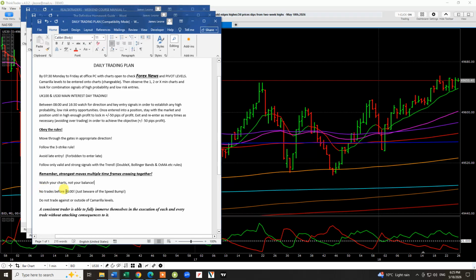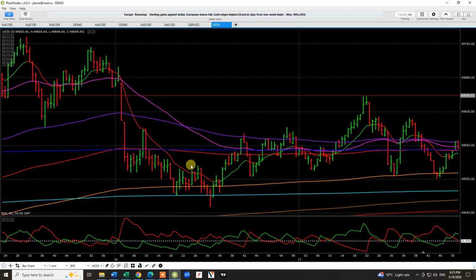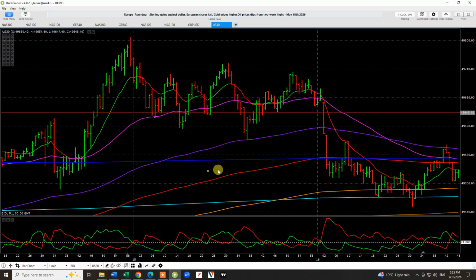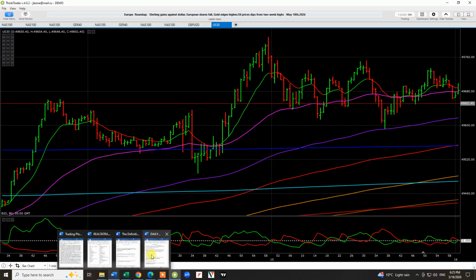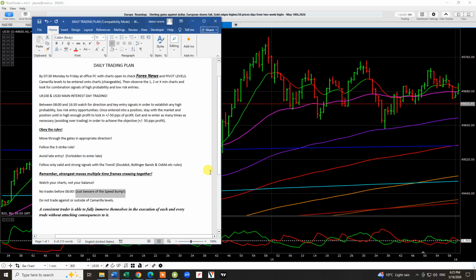No trades before 8, realistically. Just beware of the speed bump. There is a speed bump, and generally it can be at the open. Here is the US Open today, 2:30 p.m. You can see it moving up, up, up. Boom! That's a speed bump and a half, isn't it? This 1 bar, 520 at the bottom, 640 at the top. You've got a 120 pip bar made in 1 minute at the US Open today. So beware that there is a speed bump around market open times.